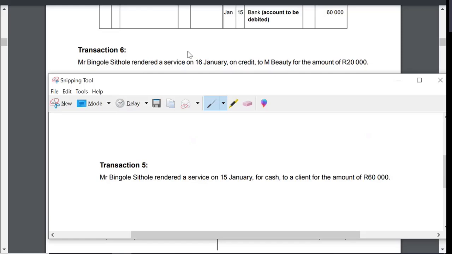Transaction number 6 is a credit transaction. Why is it a credit transaction? It's a credit transaction because service was rendered, but on credit. The amount due to BS Electrical will be paid later. But in transaction number 5, service was rendered and money was paid now, after the service was rendered. So that is the difference between a cash transaction and a credit transaction.